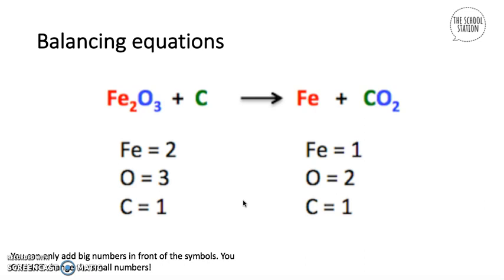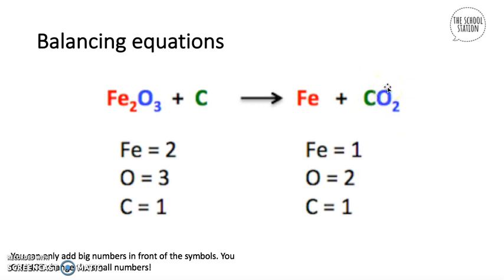So over here we have a simple equation, but as you can see, this is not balanced. Over here we have Fe, which is iron, 2 atoms of iron and 3 atoms of oxygen, plus carbon, and then it turns into only 1 atom of iron and 1 atom of carbon and 2 atoms of oxygen.